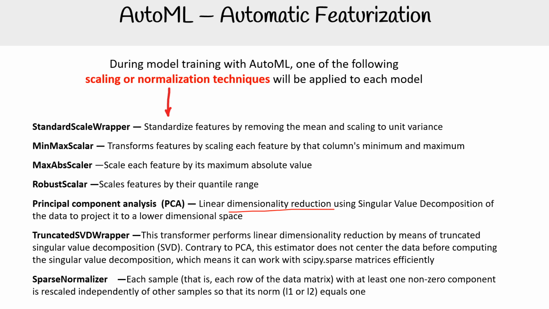Sparse normalization: each sample, that is, each row of the data matrix with at least one non-zero component, is rescaled independently of other samples so that its norm is one, either L1 or L2. I can't remember if it's L1 or L2. Anyway, L1 and L2. Okay?